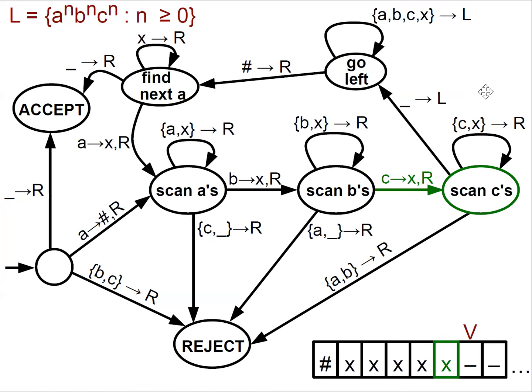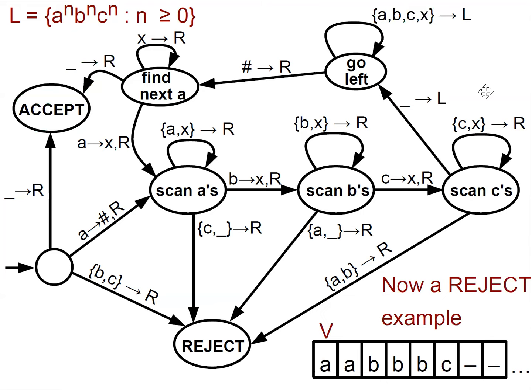Go back. Then again, I'm going to find A, B, or C, but there is none of them. As we mentioned earlier, if you don't find these symbols, you can accept. And on the accept state, I'm done. The string is in the language. Let's see another example. Let's see a reject example.